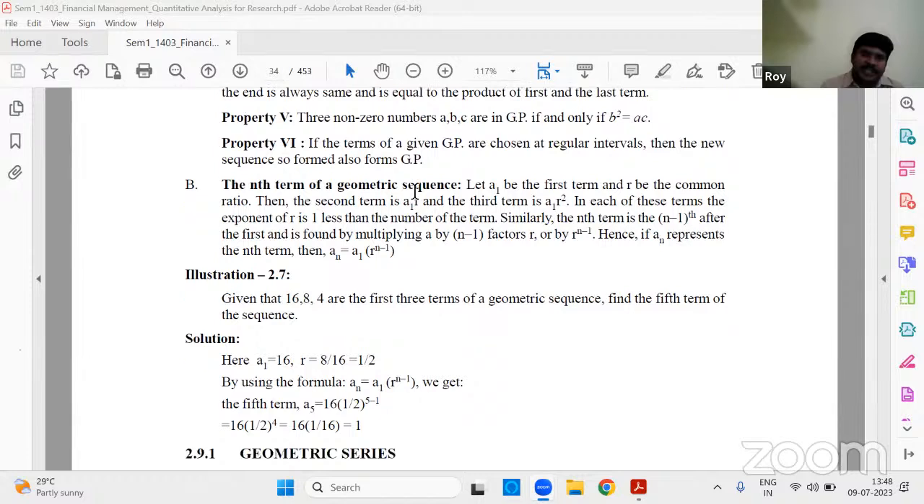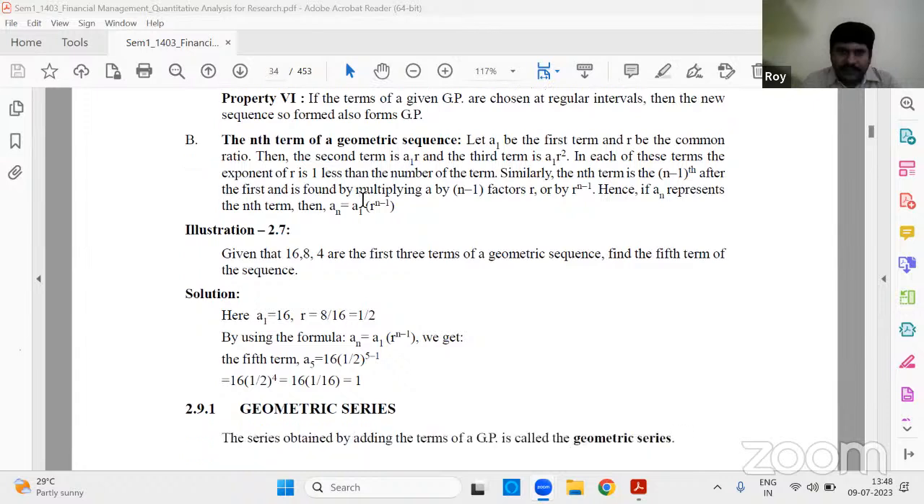Given that 16, 8, 4 are the first three terms of the geometric sequence, find the fifth term of the sequence. How to find it? This is the formula. A5 is equal to A1. What is the first term? 16 into R power n minus 1.